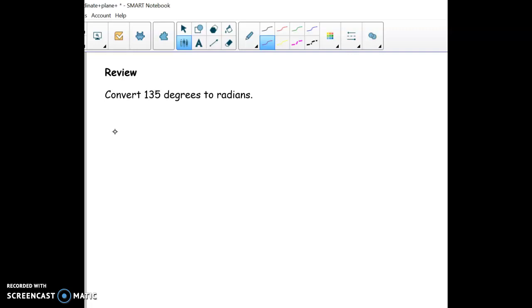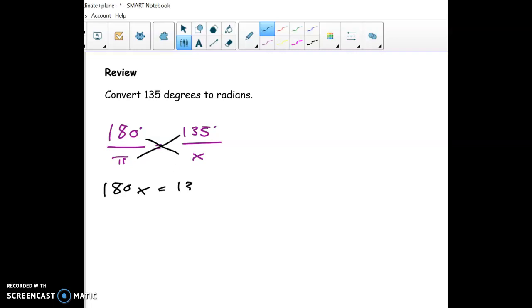All right, so one thing you've got to remember here is that 180 degrees is equivalent to pi radians, so about 3 radians. We're just going to do a proportion and say we have 135 degrees and x radians. Now we just have to solve that for x. If you have two fractions that are equal, you can multiply the things across from each other. So 180x has to equal 135 times pi.